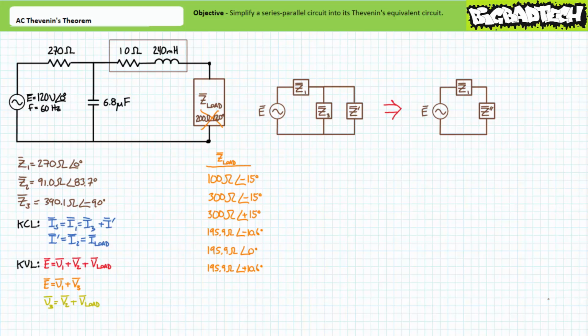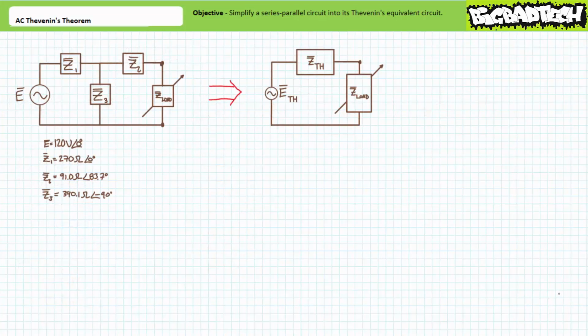Every time Z load changes, you change the whole circuit, and it necessitates another complete series parallel circuit analysis. This is a serious drag, and there has got to be a better way. The better way is with Thevenin's theorem. Thevenin's theorem is a two-step procedure that simplifies a complicated circuit into a simple series circuit.